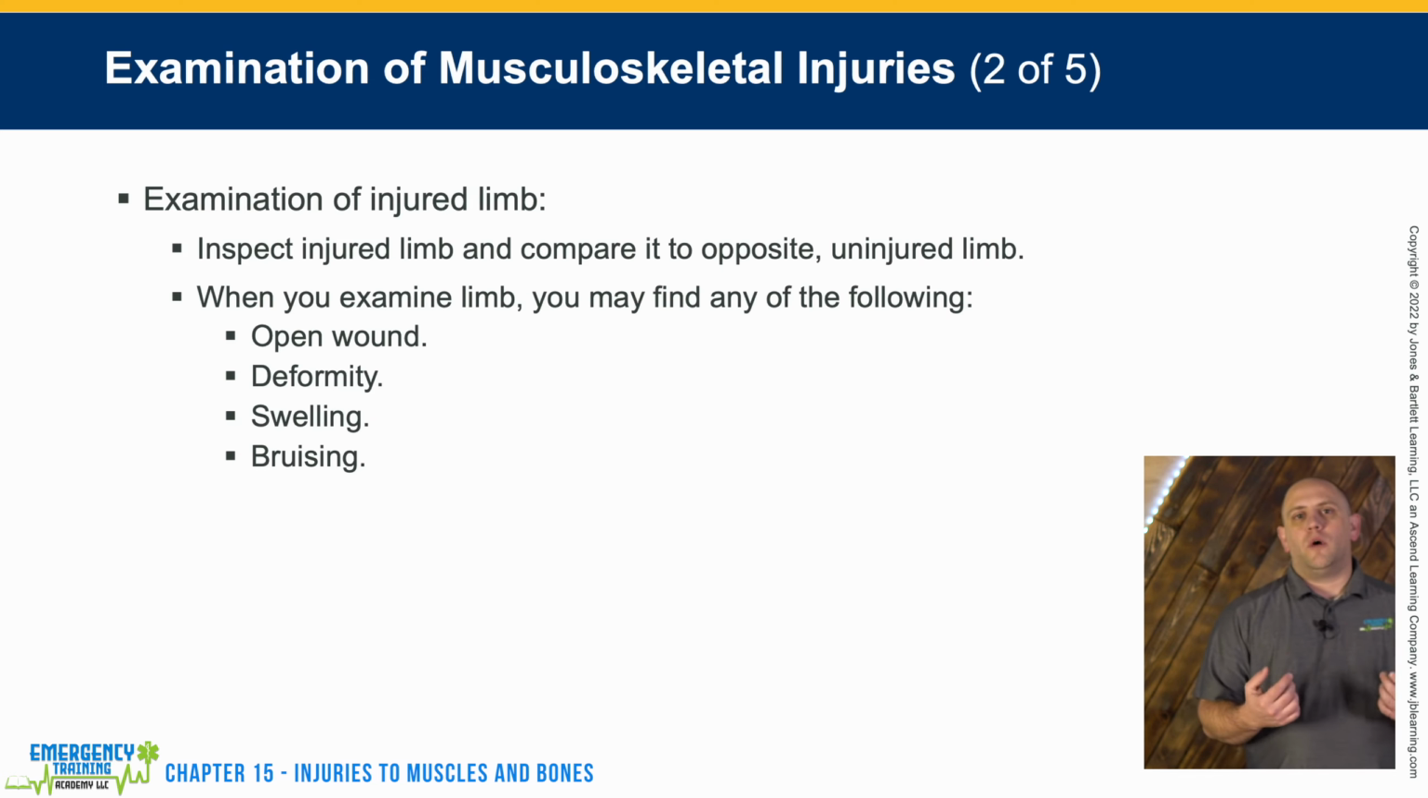As we do this, we want to inspect opposite limbs so that we can see if there's any differences in size or rotation from the injured limb to the non-injured limb. We want to see if we can notice any open wounds, any swelling or bruising or deformities, different angulations to the bone or joints that may indicate that there's an injury.